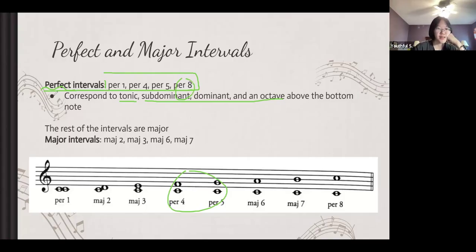So basically you have these perfect intervals and then the rest of them are major. They also sound happy, but they're not perfect. So we have major second, third, sixth, and seventh. Basically all of these intervals correspond to a scale. If you notice, this is the C major scale. The notes on the top are going up, and the note on the bottom stays the same. So that's pretty much intervals.